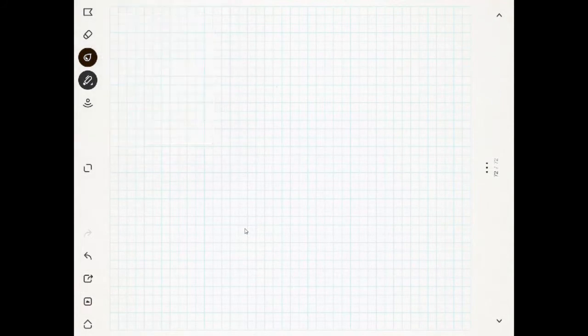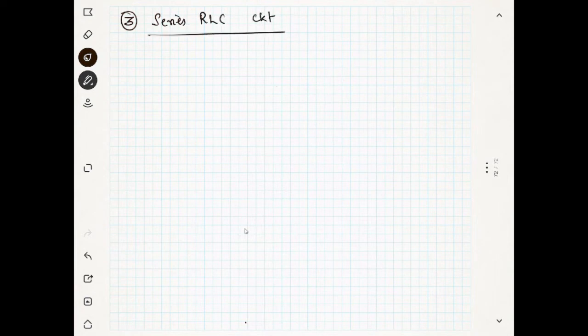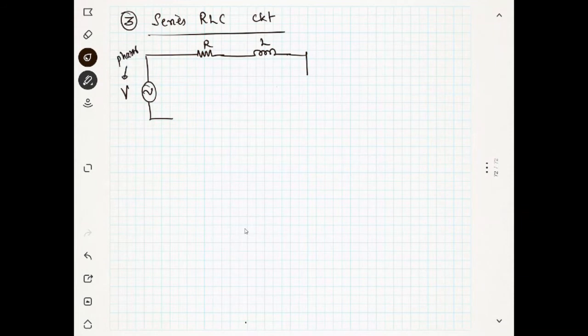Okay. I am moving to another circuit. Next is the series RLC circuit. We have a voltage V. Now we have a resistance R. We have an inductor, and this is the phasor V. Be careful, I am talking about the phasor.